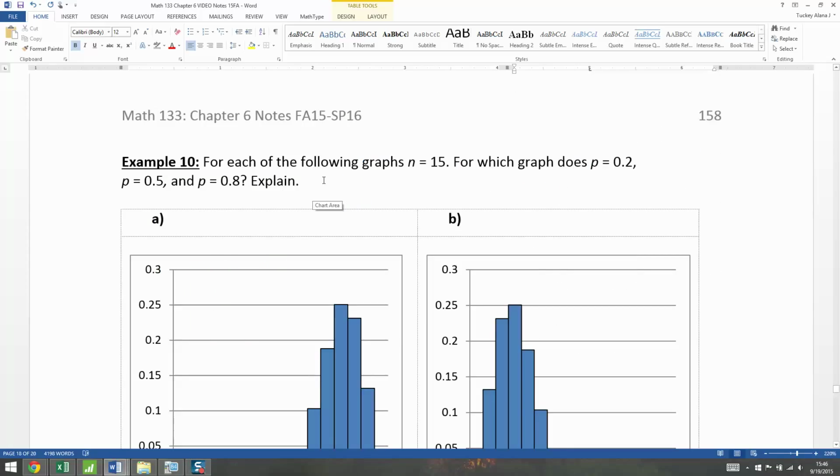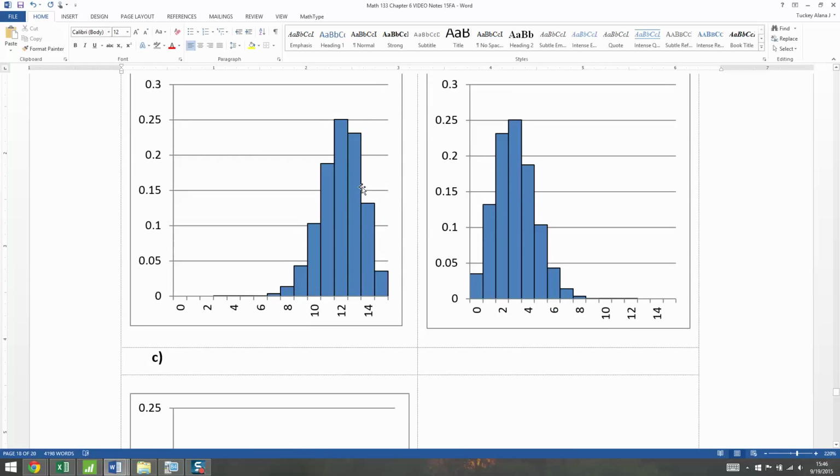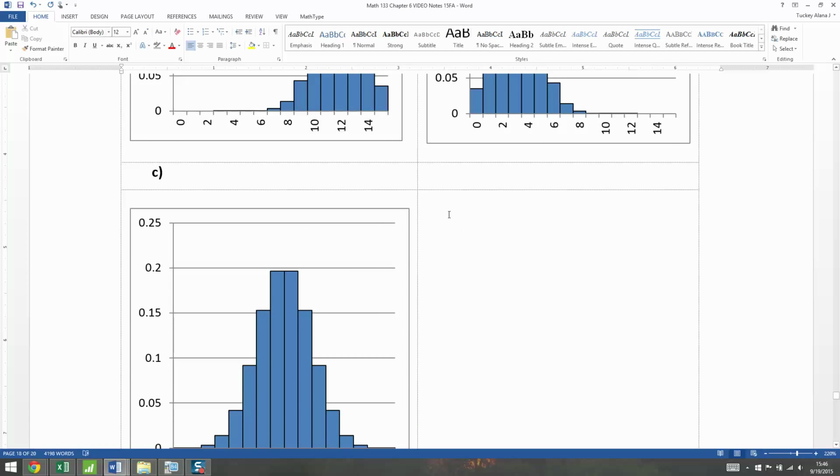Now I want to apply the mean and standard deviation, in particular the mean, to be able to figure out which histogram is which. So it's a little bit of a matching problem. Each of the following graphs has n equal to 15, but they have 3 different probabilities of success. One is probability 0.2, one is probability 0.5, and one is probability 0.8. So you have to determine which is which and then explain.